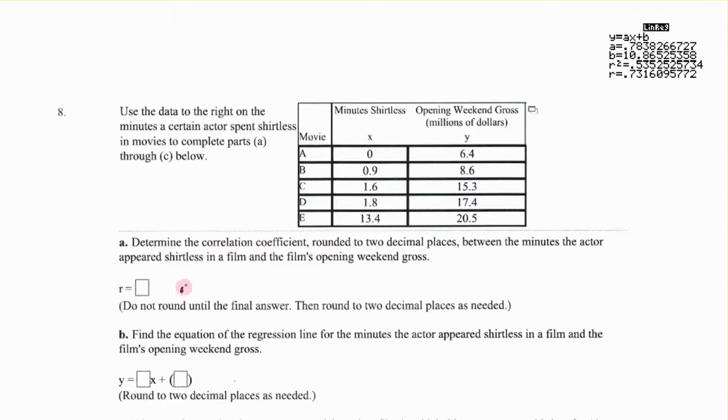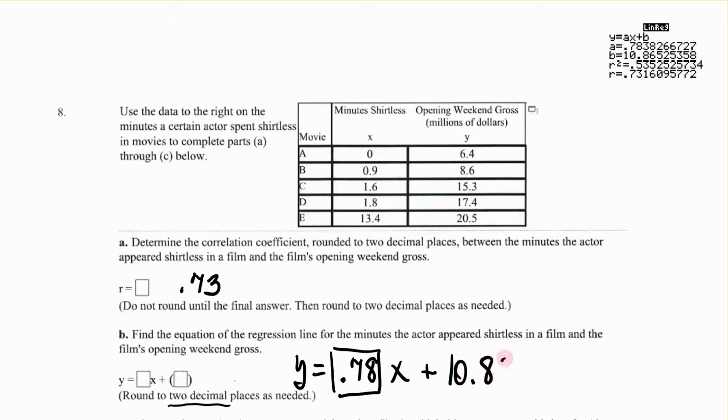All right, this was 0.73. I'd like to be able to refer to this. All right, so to find the equation, it's going to be y equals, they say round to 2 decimal places. So it's going to be 0.78x, you're filling in that, plus the b value, 10.87 if I round, 10.87.